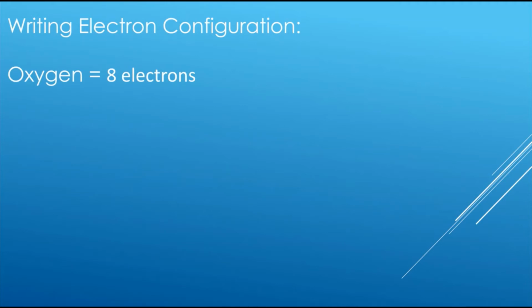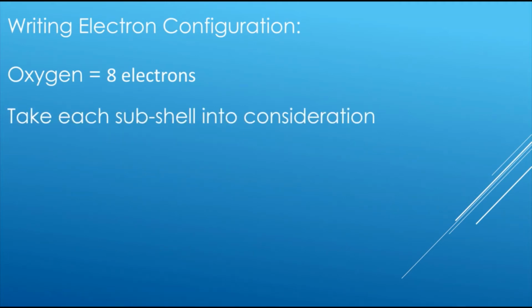Alright, so writing the electron configuration. For example, if we've been asked to write the electron configuration of oxygen, which has 8 electrons, we take each subshell into consideration. And we know that the subshells move forward in increasing energy levels. So we have to fill each subshell first before moving on to the next one. For example, if we have 1s, we can't fill half of that and then move on to 2s. The whole subshell needs to be completed with electrons in order to move to the 2s.